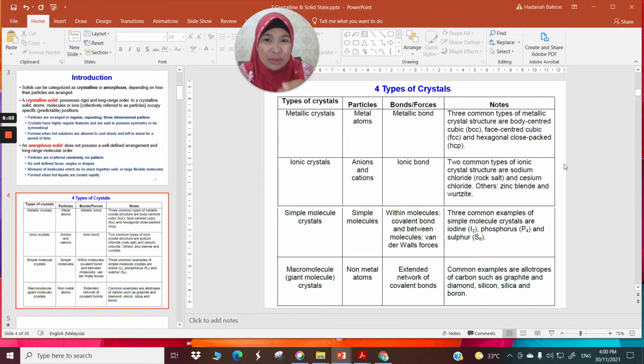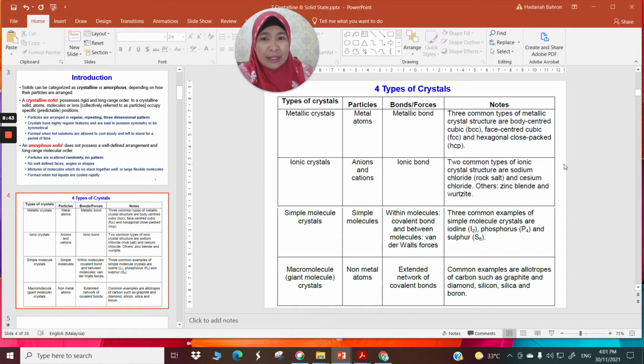But in between the two molecules, you may be able to find van der Waals forces. So the molecules are held together between two molecules by van der Waals forces, quite weak, whereas within the molecule you have the covalent bond. And there are three common examples of simple molecule crystals: iodine crystals, phosphorus crystals, and sulfur crystals, where iodine is I2, phosphorus is P4, whereas sulfur is S8.